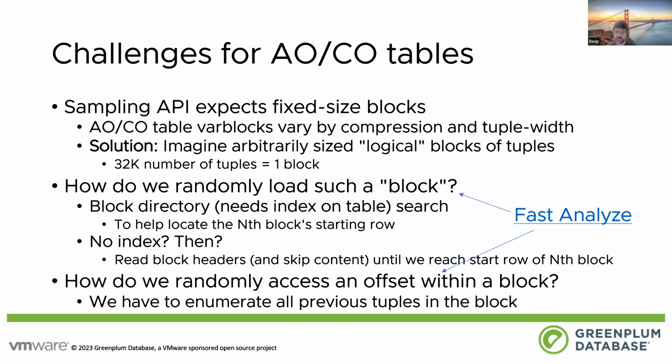But with this, it's very easy to look up the file offset where we need to go into the append optimized relation file to pick and scan that particular tuple out, the starting row of the nth block. And then, if it's block sampling, we can scan each successive row from there on, right? That's what happens with the block directory. But what if there's no index? What do we do then?